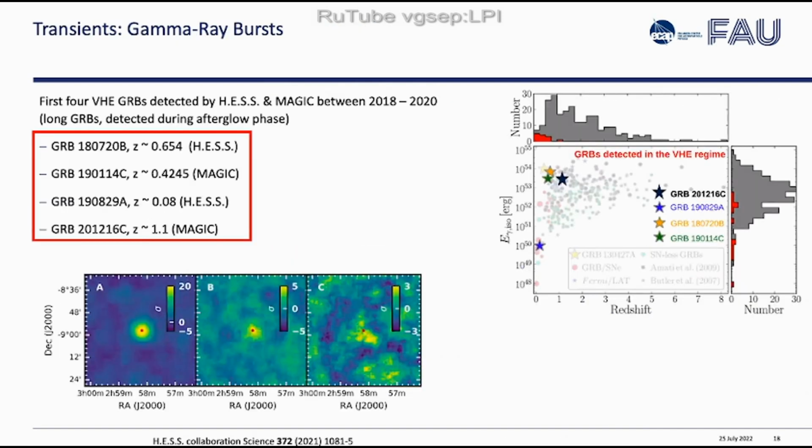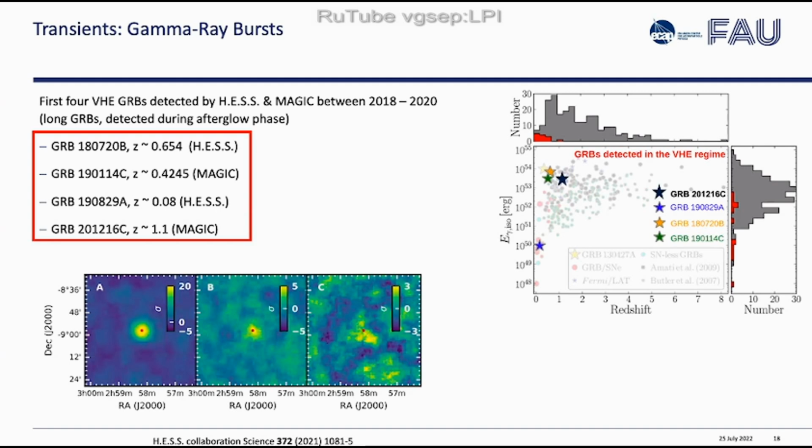Okay, keeping with the theme of transients, in recent years we also had the first detections of gamma ray bursts from HESS and MAGIC. Between 2018 and 2020 so far, they're all long GRBs during the afterglow phase, and there were two really exceptional ones. The first is the first GRB to be detected at more than a redshift of 1, at 1.1, and had an extremely high energy output. And the second is the closest GRB detected, at a redshift of 0.08. This was detected over 3 nights by HESS, going from over 20 sigma on the first night to just about 3 sigma on the third.